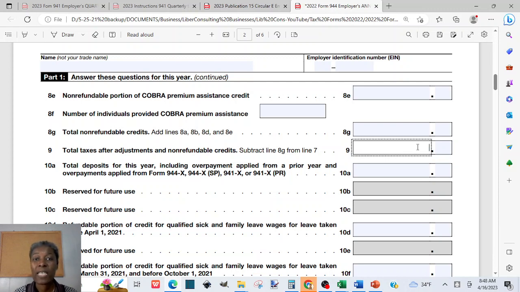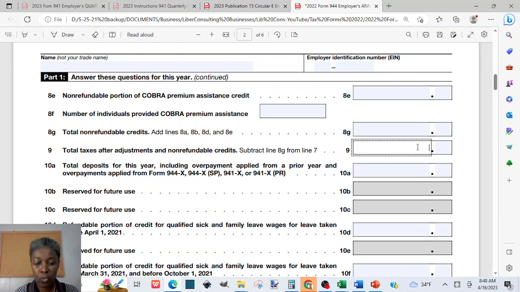It is a very good idea to make deposits throughout the year based on your deposit schedule. If your deposit schedule is monthly, because your 2021 Form 944 line 9 was less than $50,000, therefore your 2023 deposit schedule is monthly for you. Each time you pay yourself, by the 15th of the following month, make deposits of that tax liability.